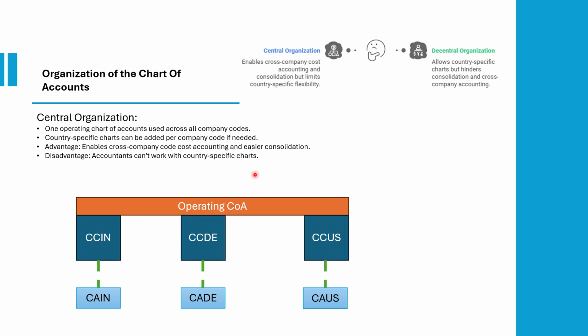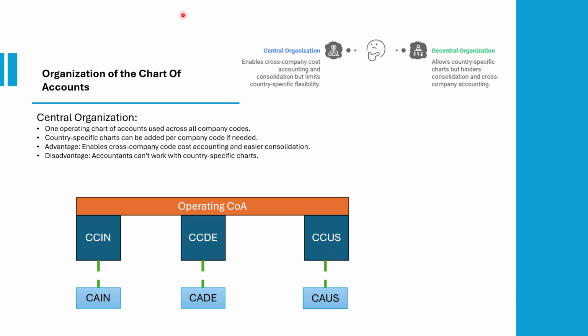Okay, so keeping in mind this, in your company code you can think that organization of your chart of account can be taken care in 2 possible ways. One is central organization, okay.